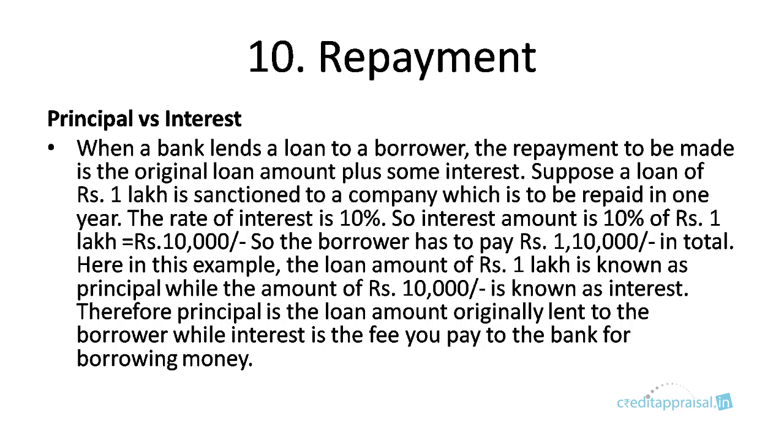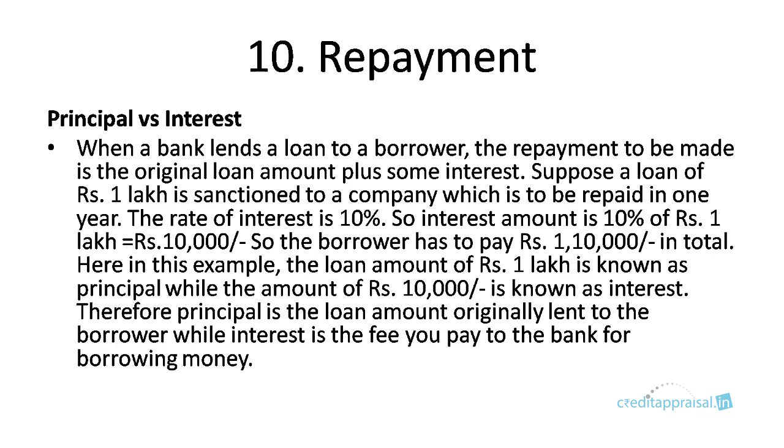So in this chapter, we'll discuss repayment. In repayment, the first concept we have to understand is the difference between principal and interest. When a bank lends a loan to the borrower, the repayment to be made is the original loan amount plus some interest. Suppose a loan of 1 lakh is sanctioned to a company, and as per the sanction stipulation, it has to be repaid in 1 year.